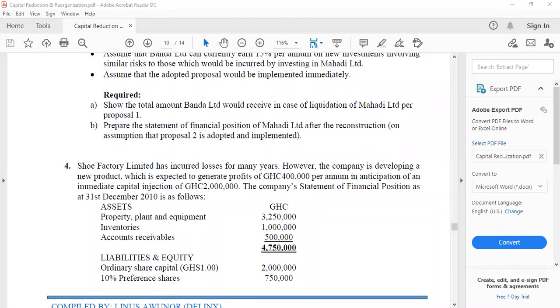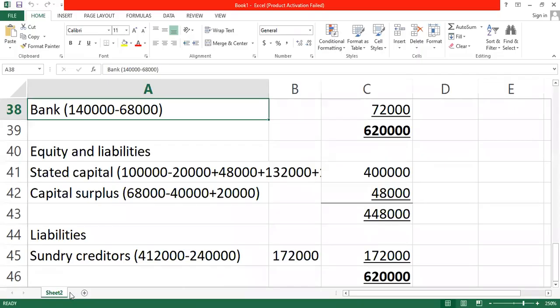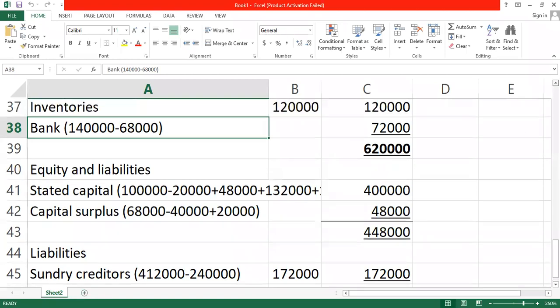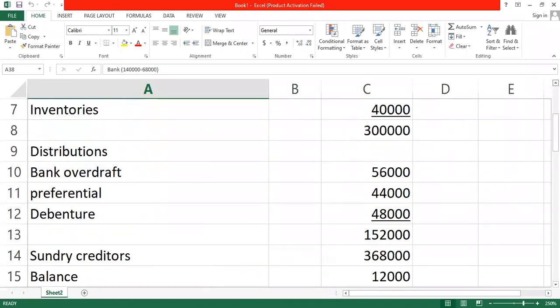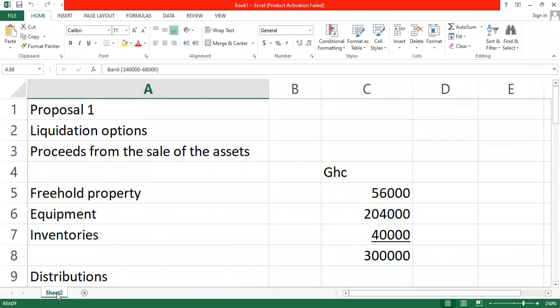Let's look at question 4. Someone should help us read the question 4. Question 4. Who is reading for us?